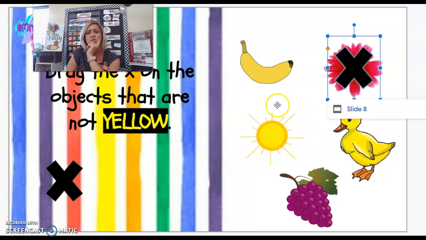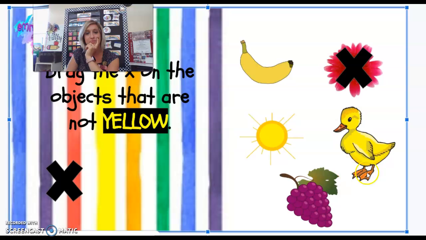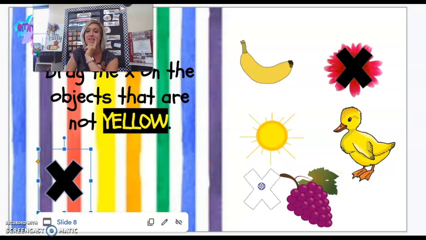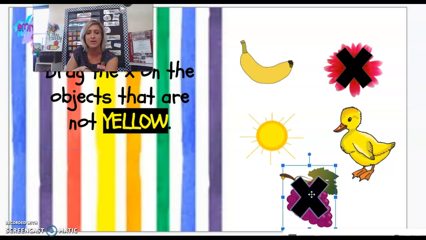All right, the sun. Is that yellow? Yes. What about a duck? Is that yellow? It is. What about these grapes? Grapes. Are they yellow? No, they're not. So I'm going to drag the X. Those are purple grapes. Good job, guys.